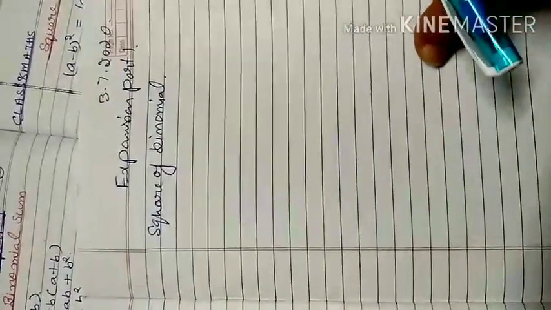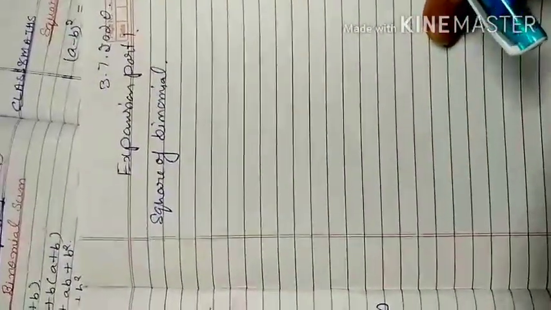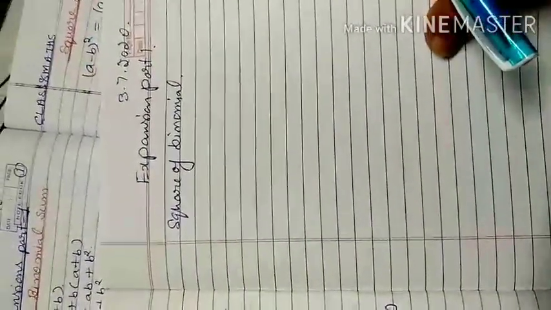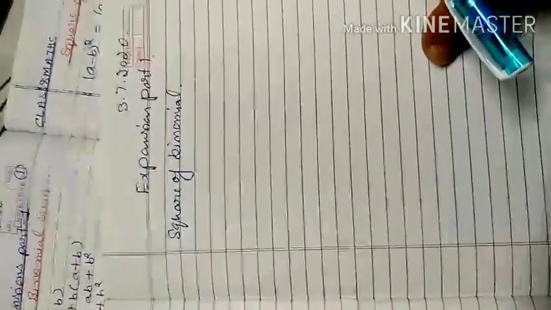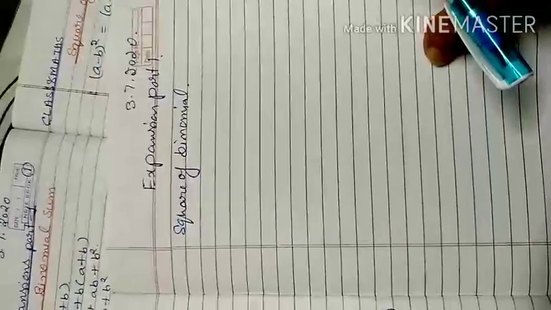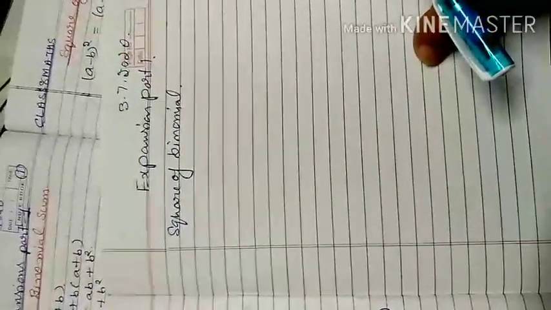Hi, good morning everyone. Today we will discuss expansion part 1 under the square of a binomial. Binomial, you already know, is any algebraic expression in which I have two terms. So how do you find the square of a binomial? We have two conditions in binomials.